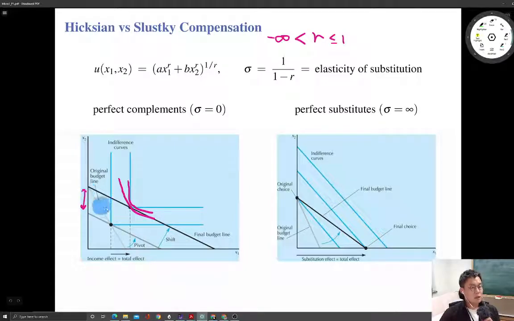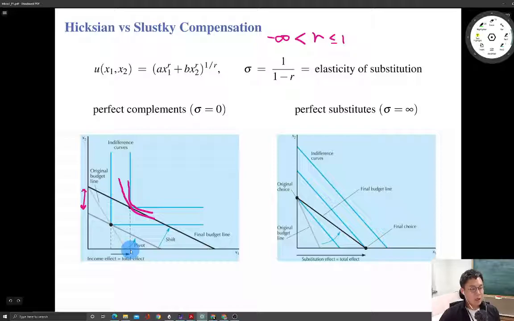But in case of Slutsky compensation, we adjust the income to the extent that the new budget line is passing through the original consumption bundle. So we have to adjust the income in the same way. So there's no difference between Hicksian and Slutsky compensation. And one more remarkable thing, you can easily see in this figure: in case of perfect complements, there is no substitution effect, right?